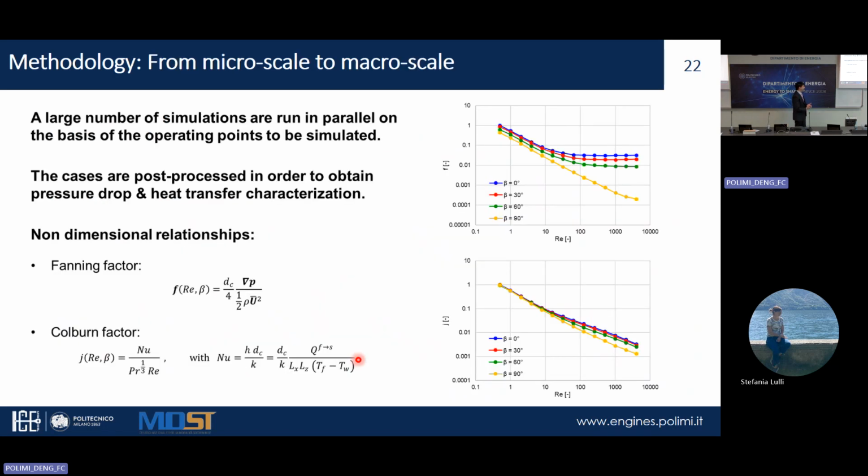And the final step is that we have tables in which we have the trend of the Fanning factor and of the Colburn factor, representing respectively the friction, so the pressure loss, and the heat transfer, or the Nusselt number, as a function of the Reynolds number, and also as a function of the angle or incidence angle of the velocity. So this is a map that is used as a lookup table. For what? For the full-scale simulation.